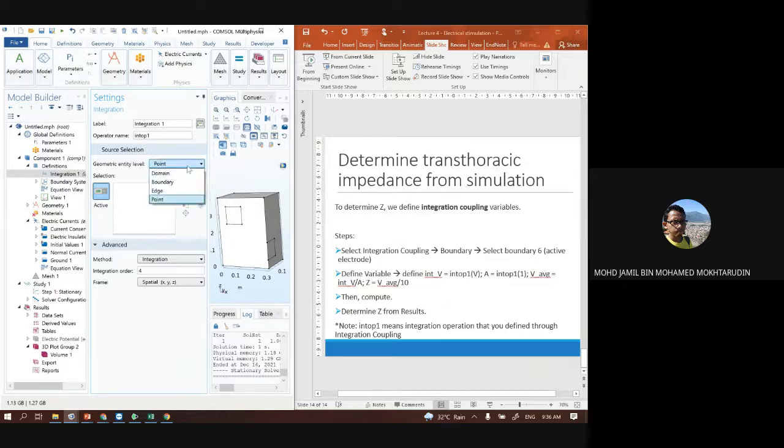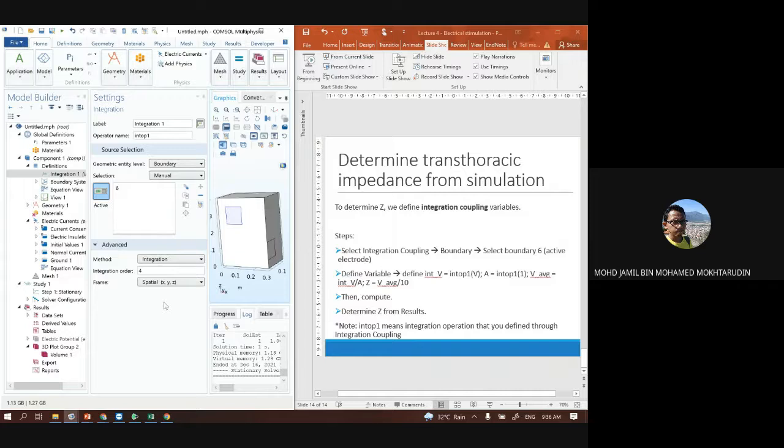So make sure you know what you are integrating. In this case, we are integrating the electrodes. So we integrate the potential inside the electrodes. We choose boundary, so we choose the top boundary.